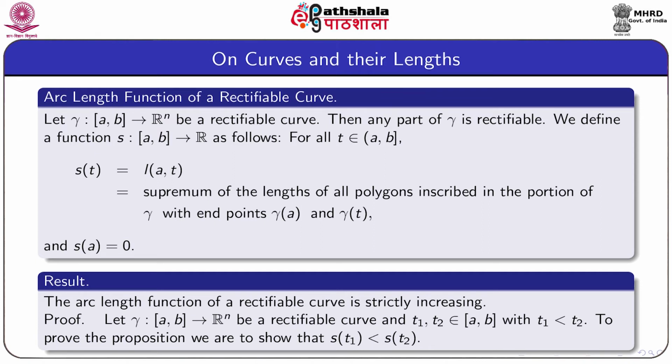One result here: the arc length function of a rectifiable curve is strictly increasing. The proof. Let gamma from the bounded closed interval [a,b] to R^n be a rectifiable curve, and we select two points t1, t2 from [a,b] with t1 less than t2. Let us also consider t1 greater than a. To prove the proposition, we are to show that s(t1) is less than s(t2).